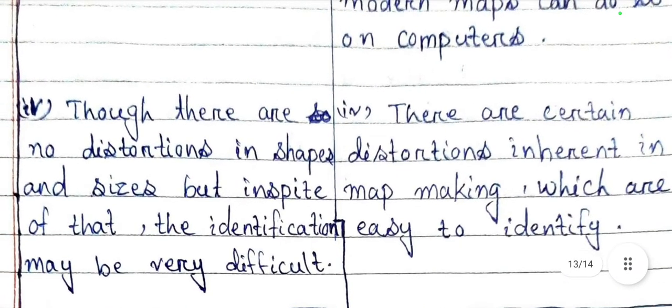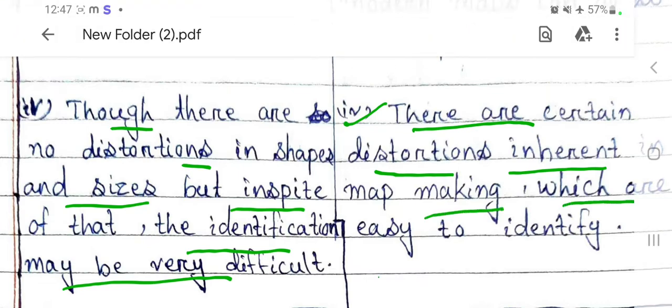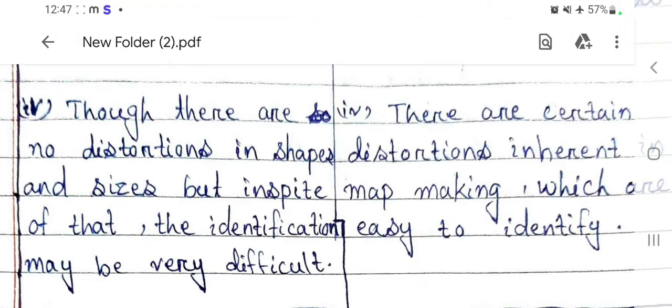Then next point, though there are no distortions in shapes and sizes, but in spite of that the identification may be very difficult. And here there are certain distortions inherent in map making which are easy to identify.